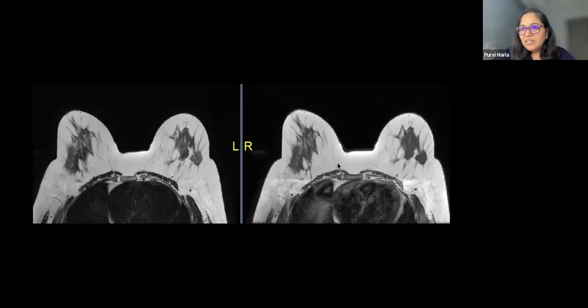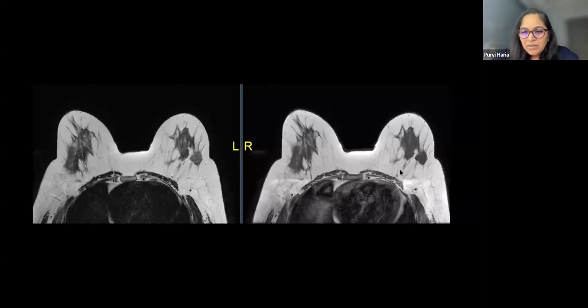So here you see the lesion very well. You see this lesion, which is an irregular lesion with spiculations. And this lesion is slightly hyperintense on T2 weighted images when you compare it with the pectoralis muscle. Whereas this is at the same level, the T1 weighted image, and here you see the lesion is more or less iso-intense to the skeletal muscles.